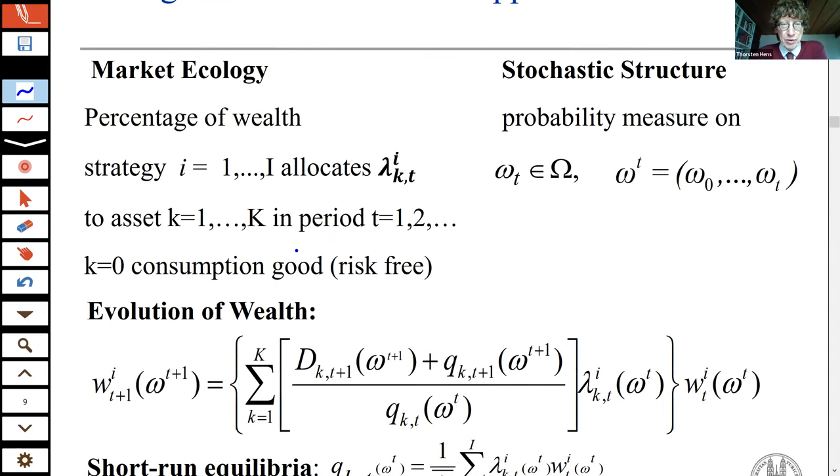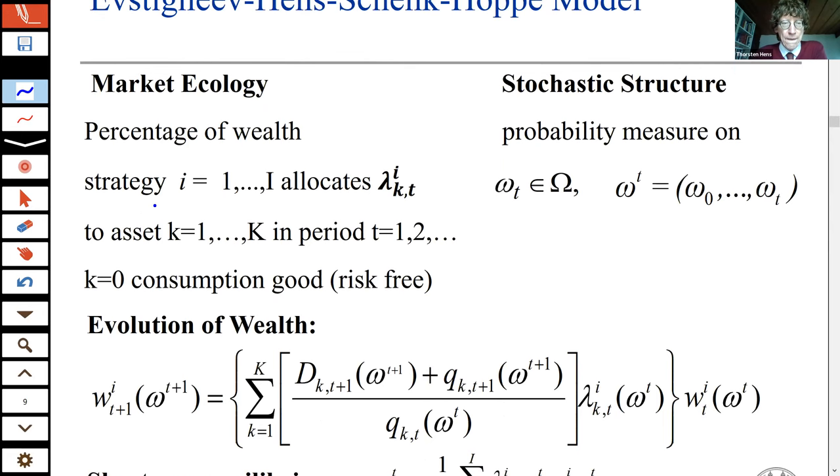So the market ecology, as I mentioned before, is described by the strategies of some investors. And the entities at which we look are these percentages, the so-called asset allocations. This is natural in finance. Everything is written in those models in returns and asset allocations.